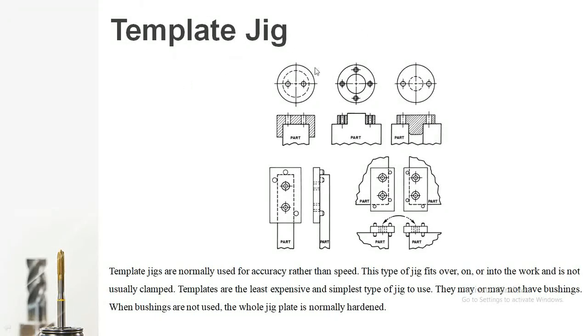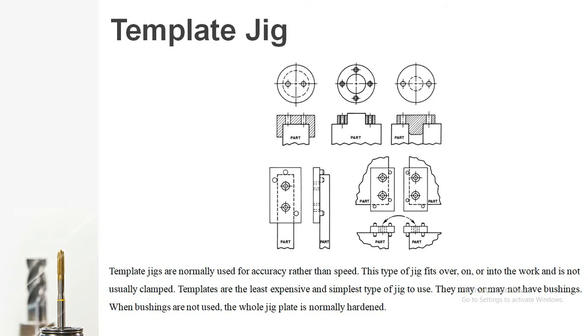So this is the first type of jig, that is a template jig. A template jig is normally used for accuracy rather than speed. As I said, for repeating operations and for increasing the speed or rate of production, normally jigs are preferred. But whenever you need to machine a certain workpiece or remove metal at an accurate location, template jigs are used. These types of jig fit over and onto the work and usually do not clamp.